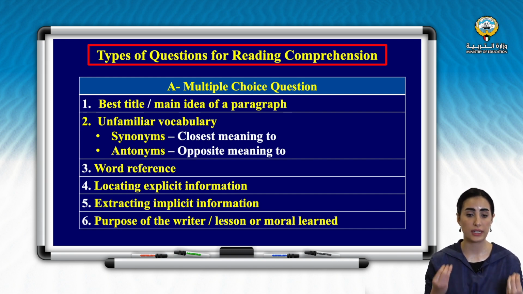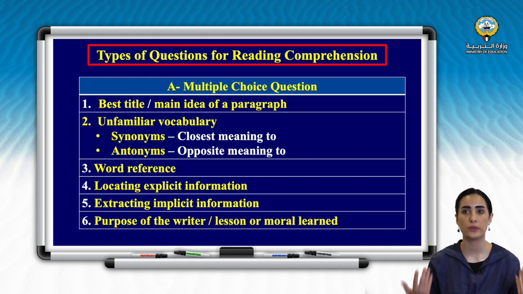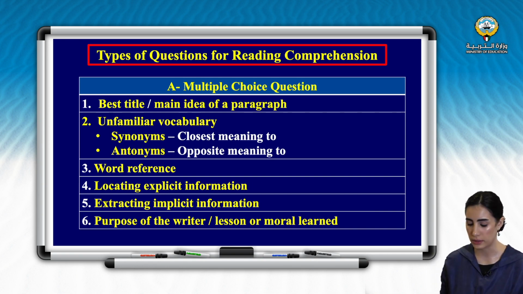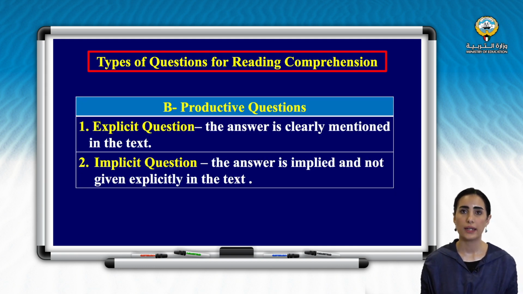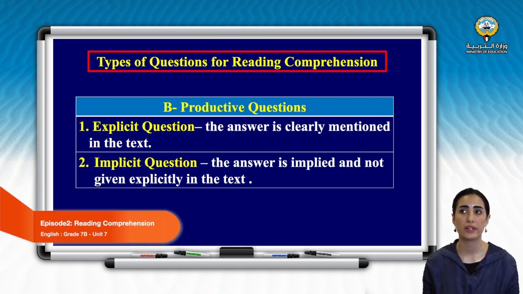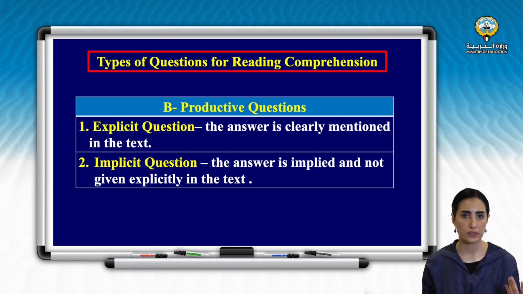Number 4, locating explicit information. The information is clear in the text. And extracting implicit information. I'm going to ask for information that you need to understand the text to give. And lastly, what is the purpose of the writer, or the lesson or moral that is learned. And of course, you have the other type of question, productive questions, meaning you're going to write the answers down. Explicit question, the answer is very clear in the text, or implicit question, where you have to understand the text to give your understanding, and that is the answer.